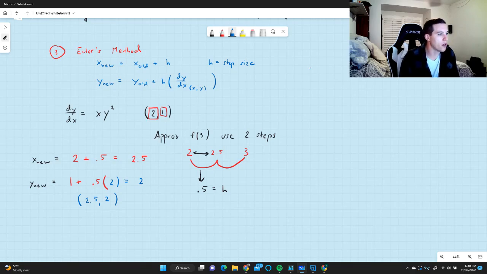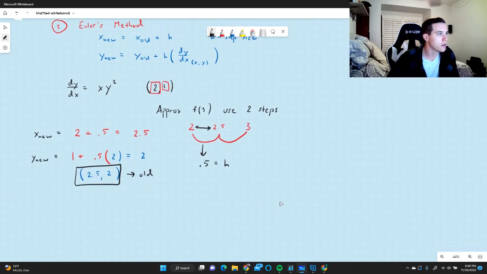We're halfway there. Guess what? We just do it again. Except now this becomes our old coordinate. And we use this instead of using (2, 1), and we just do the process again. So we're doing 2 steps here. We're going to do the process 2 times.